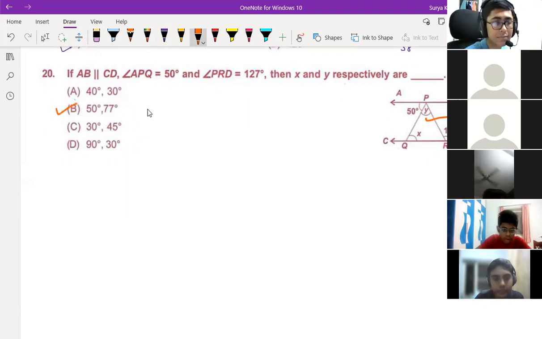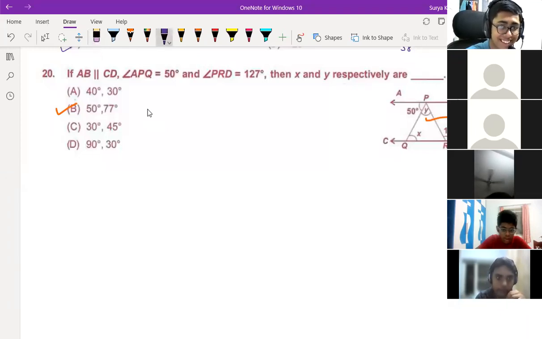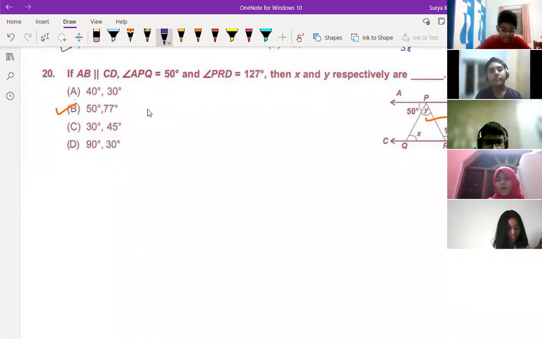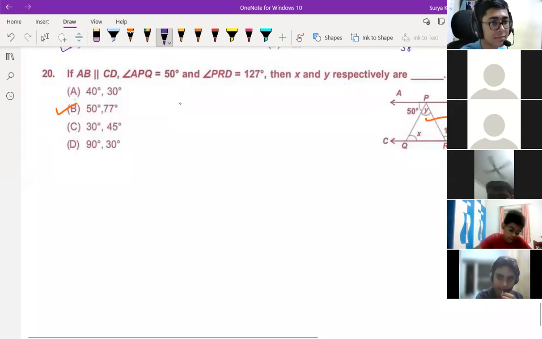Why is it 77? Option B. Sir, there is a property, sir. I know all the property. Why are you shouting if you got the answer? B, I understood. Let them try also. 1 minute, children. I told Nihar and Priyanshu told option B. All right. Let them try also.